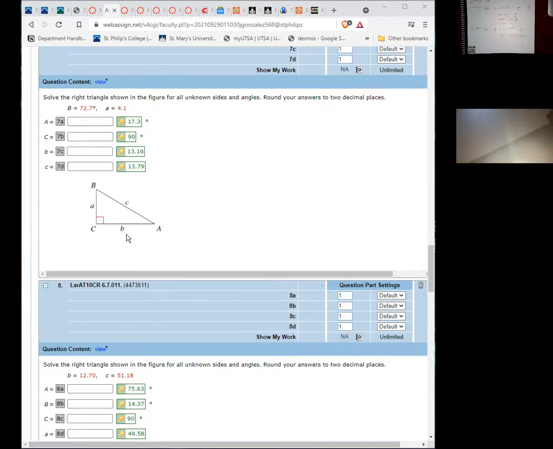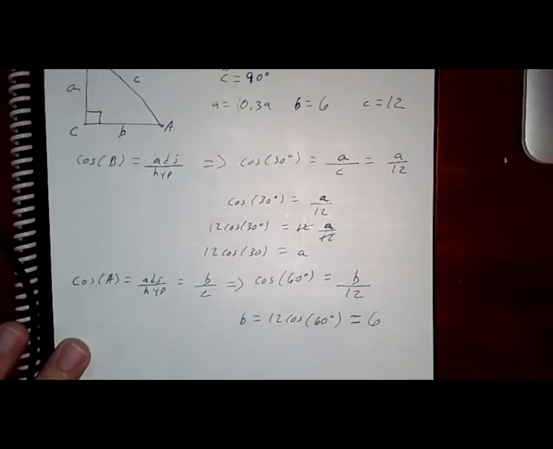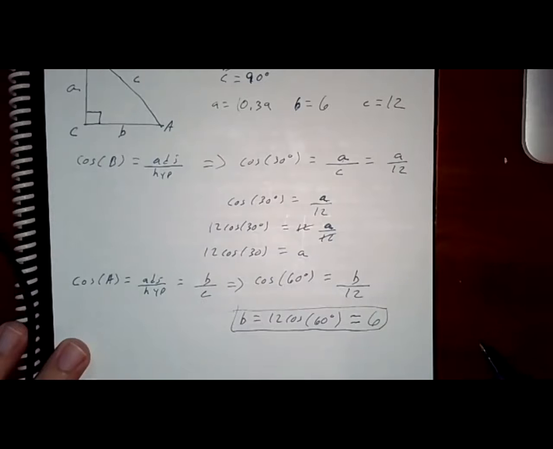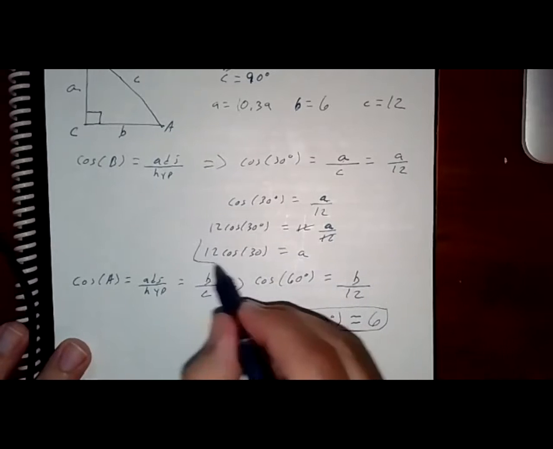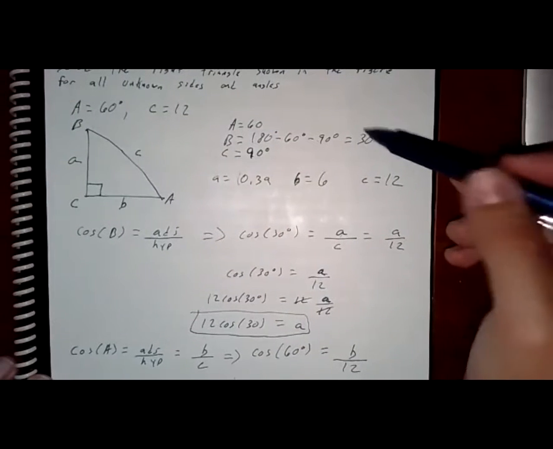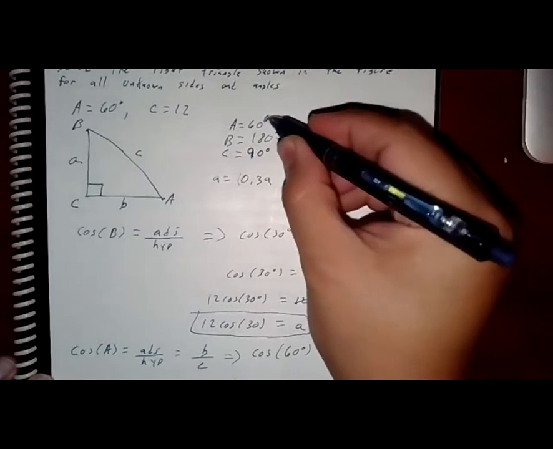On the test, I want to see you solve for each side and angle, just like we did on the paper here, right? So I solve for B here. I'll solve for A here. And the angles are pretty easy right there. This is more than enough work, I mean.